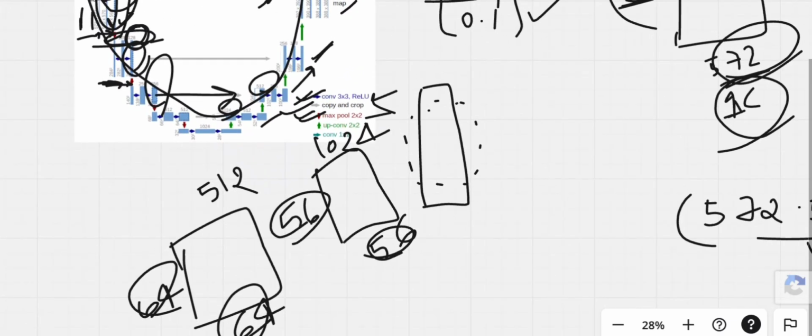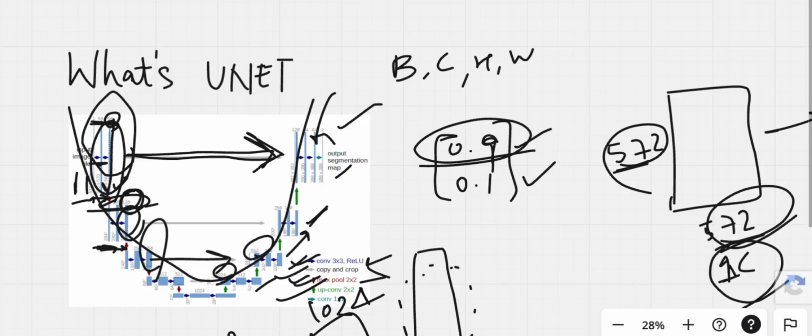Up convolution is the upsampling convolution layer which is used at the end here. Fine.